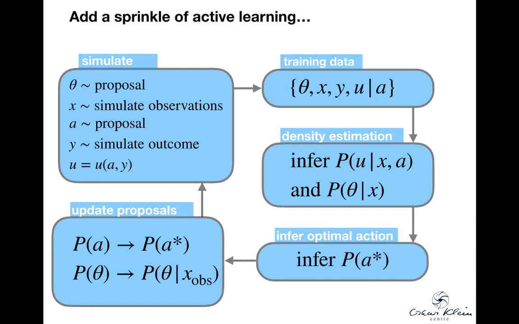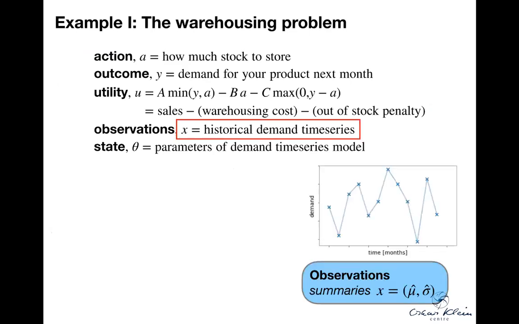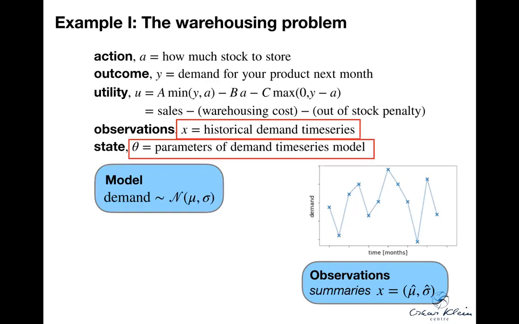Okay, all right, so let's do a quick example of this warehousing problem. Remember, we want to know how much stock to put in the warehouse to maximize our profit. Our observations are our time series of demand. So let's say we've observed over the past 12 months how much demand there was. And we're going to compress it down to just a mean and a variance of the demand time series. And let's keep it super simple. Let's say our model is just that demand is IID Gaussian with unknown mean and variance. Okay, so very simple problem.